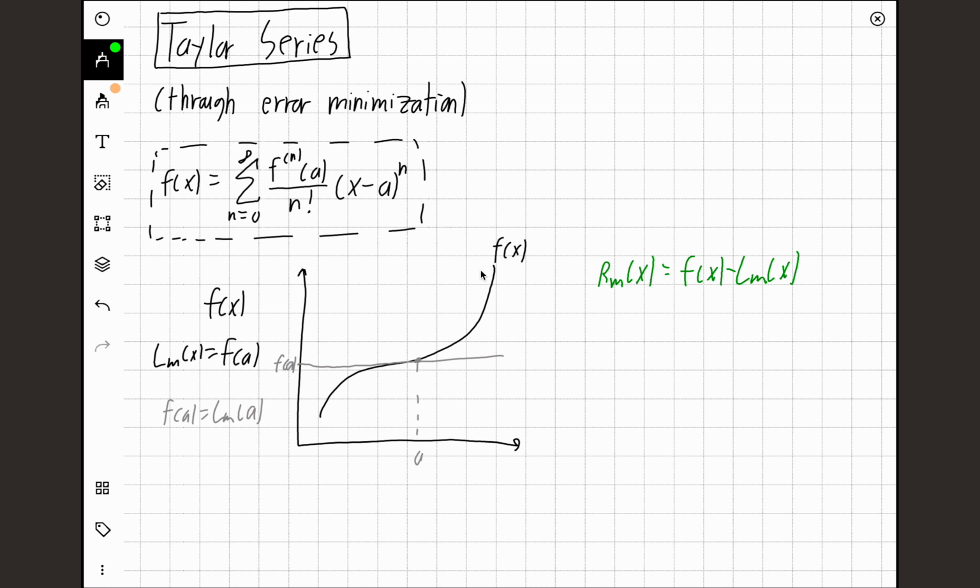And we're going to see that, for example, when x is over here, our error function will be this over here. F of x equals this. Lm of x, for example, equals this over here, because it's just a constant line. So our error will be this line over here. And then as x gets closer and closer to a, our error gets smaller and smaller. Our error decreases, and eventually our error function will go to 0. So at the point x equals a, this error function will equal 0.